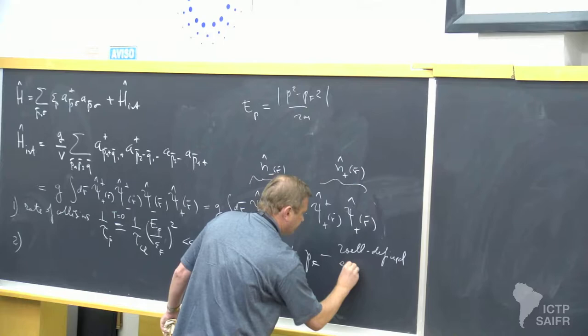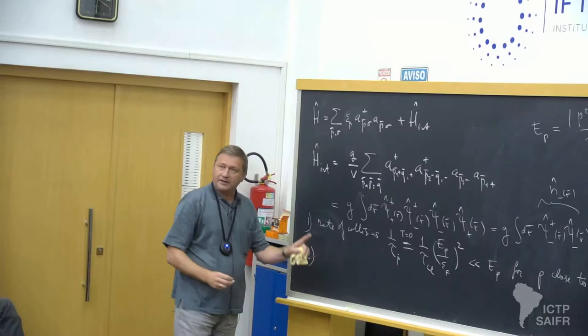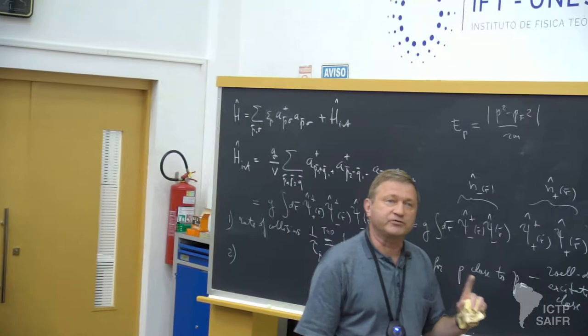But the second consequence is that in a Fermi gas, at least a weakly interacting one, it is very difficult to reach the hydrodynamic regime.